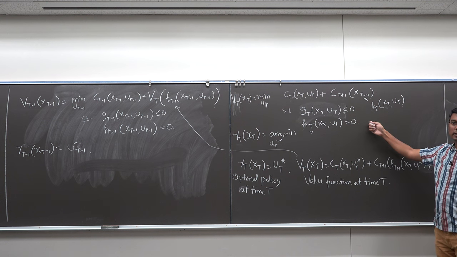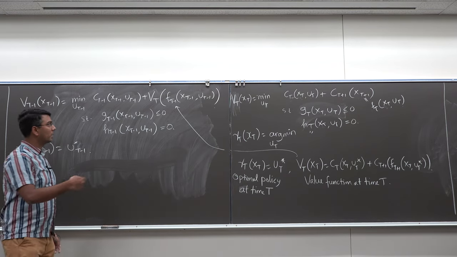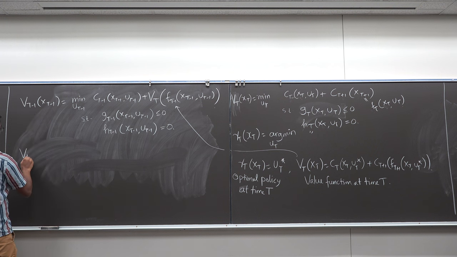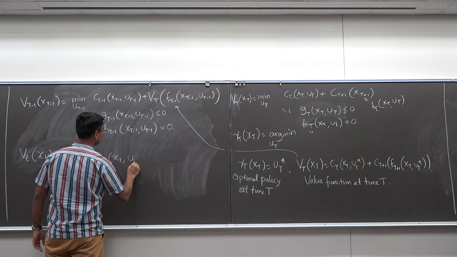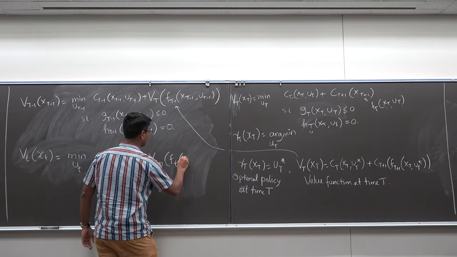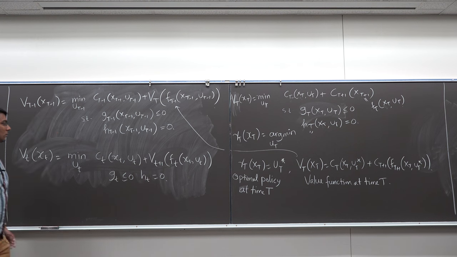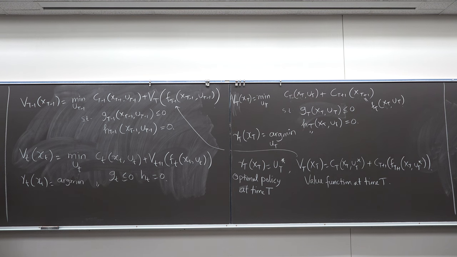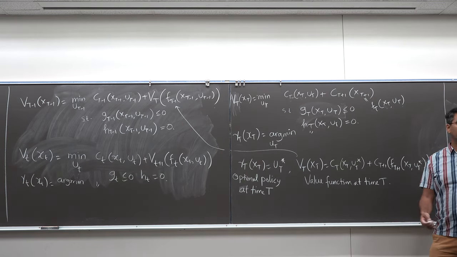So you solved a thousand optimization problems here. You will solve another 1,000 optimization problems here, and you will keep going all the way one step at a time. And so finally, what you will try to solve is as follows: Vt of xt, and then you will have the usual gamma t of xt equals argmin. The same thing all over again. So at each step, you're going to solve 1,000 optimization problems. Each optimization problem might take you 1 millisecond, 1 microsecond, depending on the complexity of the problem.